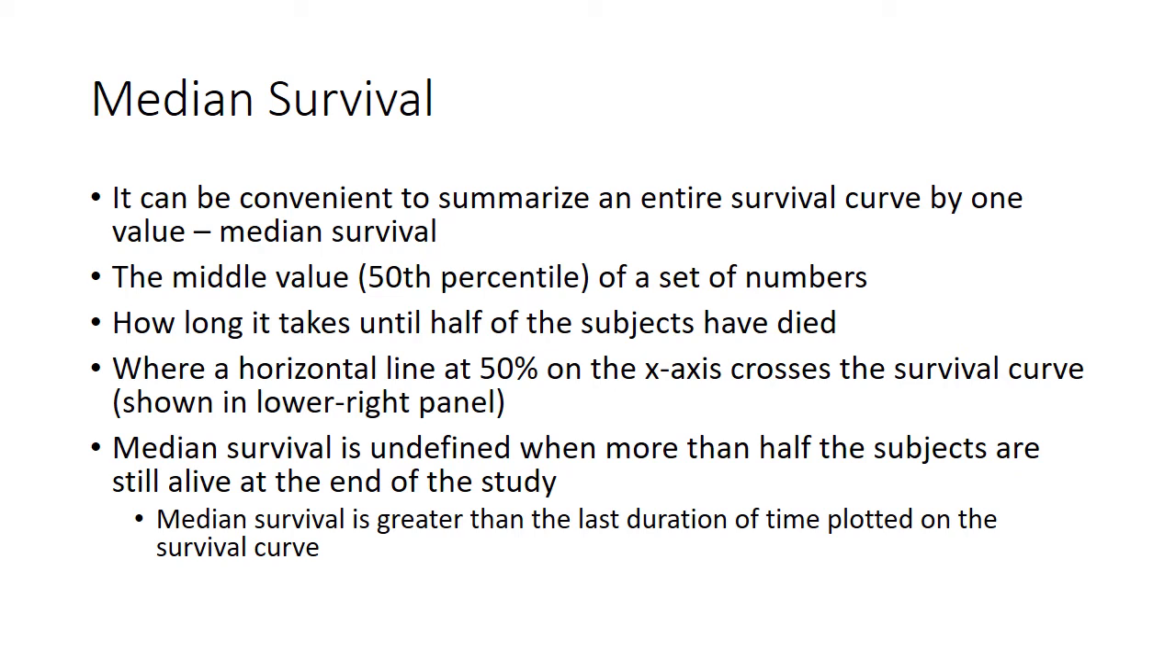Okay, so then when the horizontal line at 50% of the y-axis crosses the survival curve, and you'll see that in those curves, that would be the time it takes to get about 50% of people dead. The median survival time is going to be undefined when you have more than half of the subjects still alive at the end of the study. So you really need to have at least 50% of those people having died by the end of it. Not that you want your patients to die off, but that's one of those things you really need to be able to calculate a median survival.